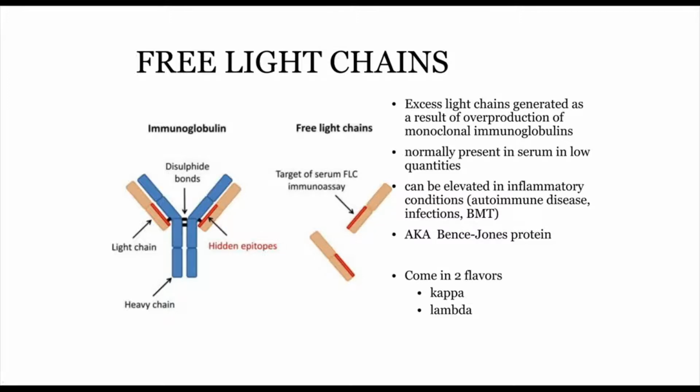In the case of myeloma, however, the cancerous plasma cell clone, being highly dysfunctional, produces an excess of light chains, not all of which may be bound to heavy chains. Other situations in which free light chains may be elevated include inflammatory conditions such as autoimmune disease, infections, as well as bone marrow transplants. Finally, it should also be noted that light chains come in 2 forms, kappa and lambda.